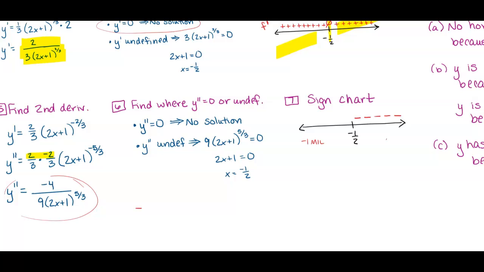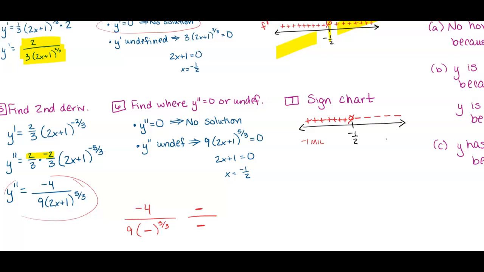It's going to give me a negative 4 on the top no matter what. And then on the bottom, I'm going to have a 9 times some negative number to the 5/3 power. So let's think about what that 5/3 power does. Raising it to the 5th power, it will still be negative because 5 is odd. Taking a cube root is okay because 3 is odd. So we can take a cube root and it will still be negative. And so this is going to give me a negative number over a negative number, which in the end is a positive value.